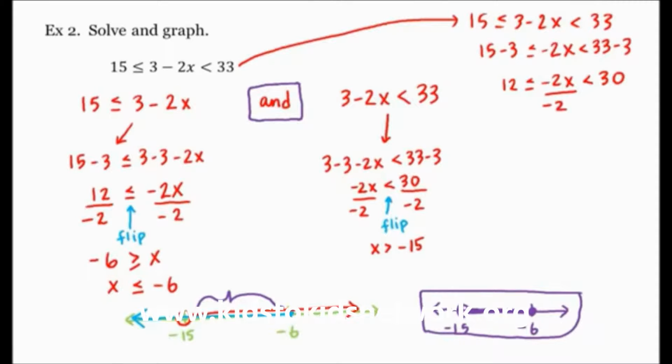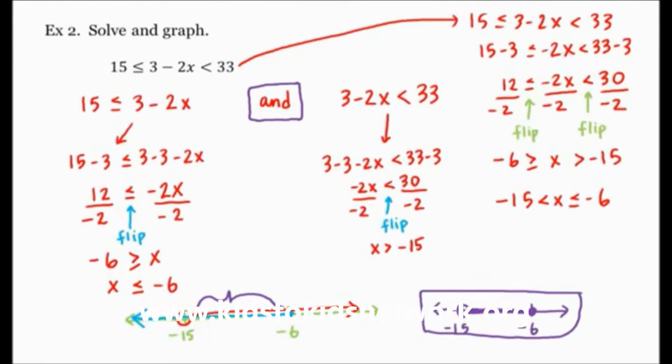And now we'll divide everything by negative 2. But remember, these have to flip. And this gives us negative 6 greater than or equal to x greater than negative 15, which we normally write in the other way, negative 15 less than x less than or equal to negative 6, which is our answer.